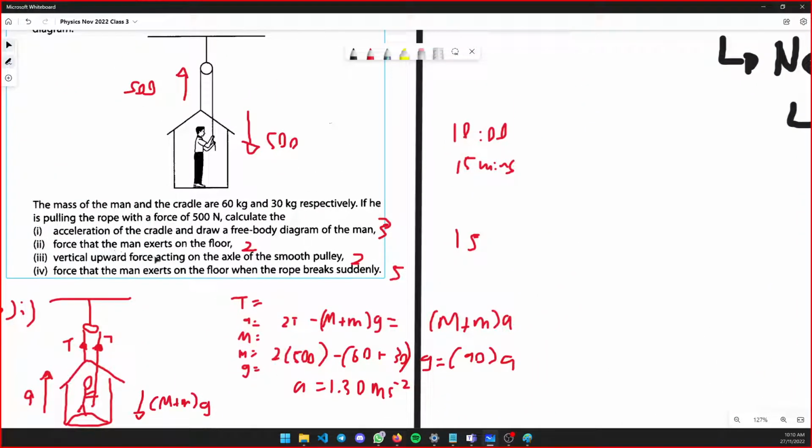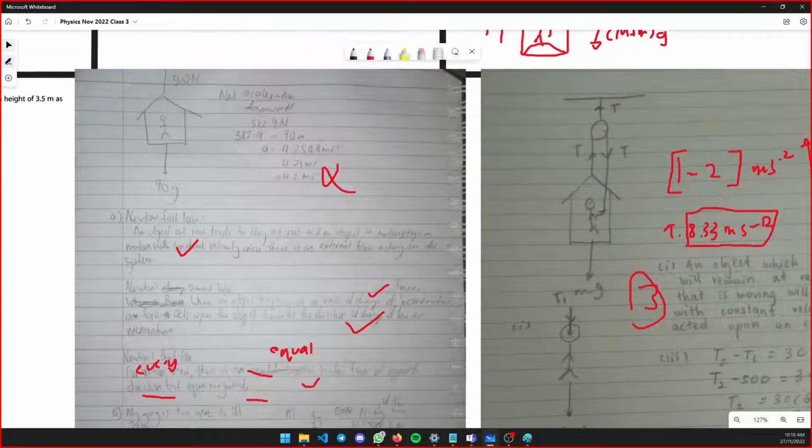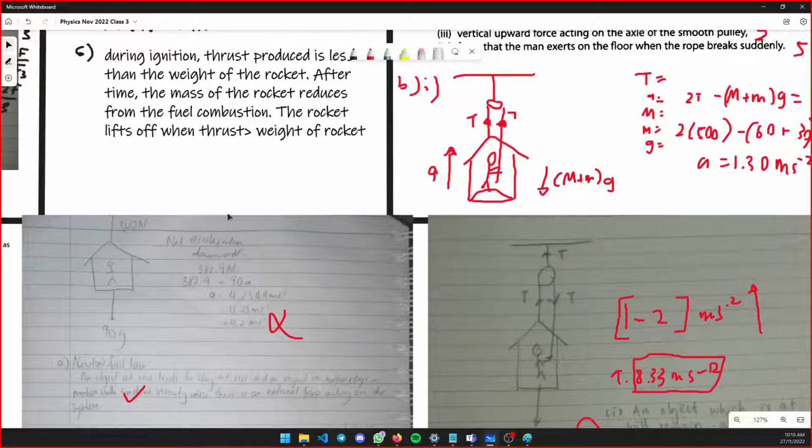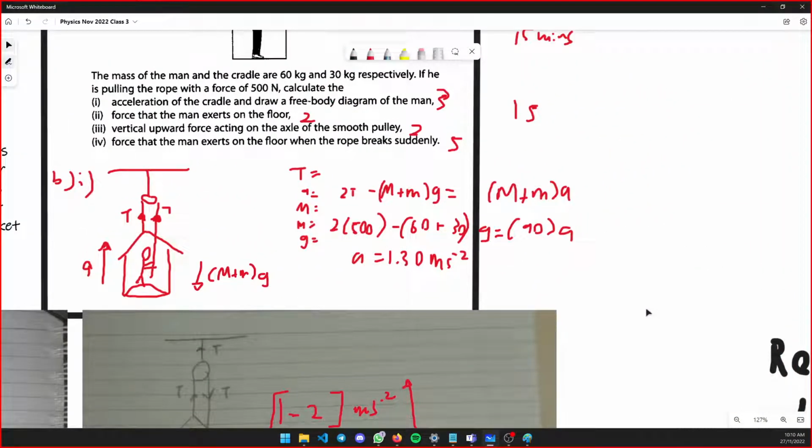B2. First, the man exerts all... Actually, I've got a question. Yes, hello. If the question is that he is pulling the rope with a force of 500 newtons, wouldn't he be falling down? No. One arrow is upwards, one is right. Both are upward, because there's a tension force here also.